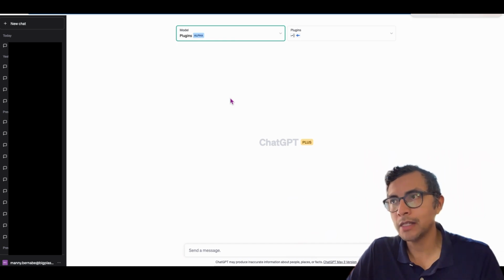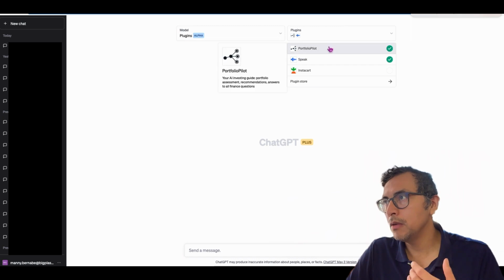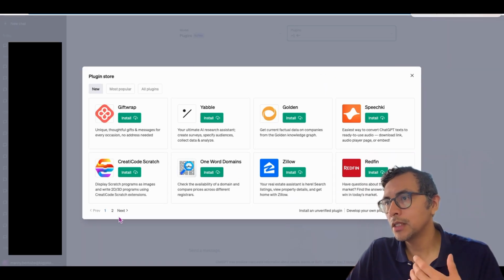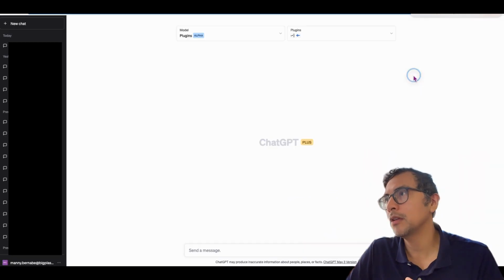Not a lot of people are going to have access to this, so you may have to wait to do this. Then you can go into the plugin store and select the plugin that you want to use. I have Portfolio Pilot here, it's already installed. You're going to have to install it on your instance.